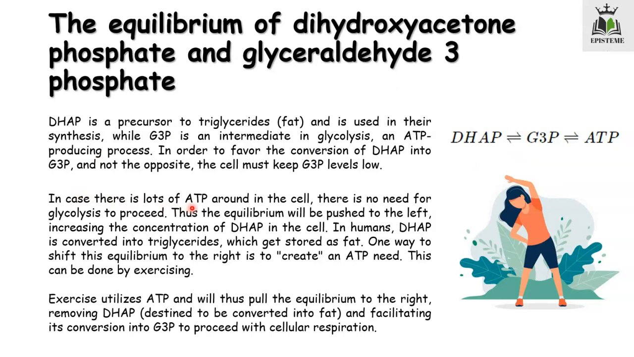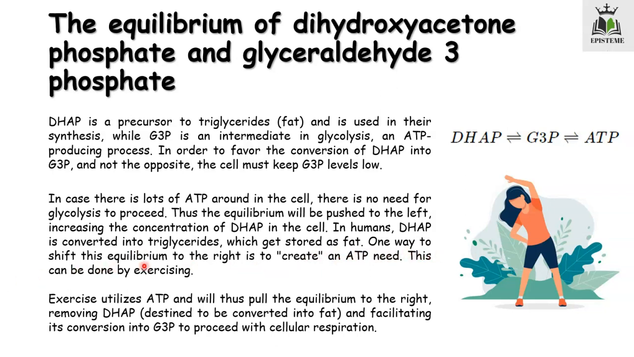Now when we have a lot of ATP around our cell, that means our body already has enough ATP to work. That's why the body doesn't need to produce ATP, and that means the body doesn't need to perform the glycolysis process, and it again means that the body need not produce glyceraldehyde 3-phosphate, and as a result the DHAP concentration increases. And as the concentration of DHAP increases in our body, triglyceride production is increased and they are stored as fat.